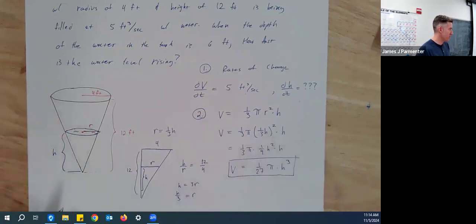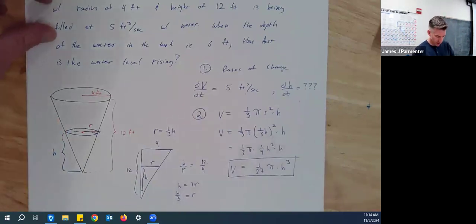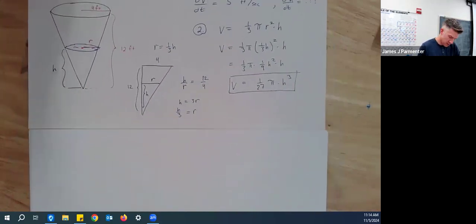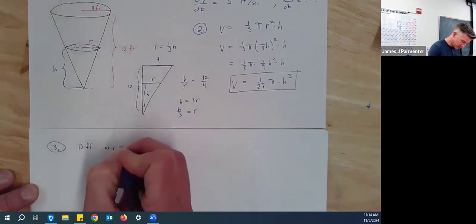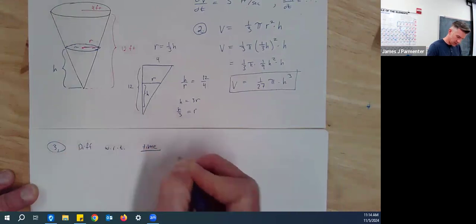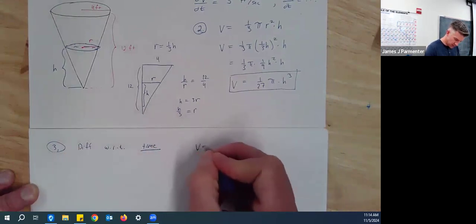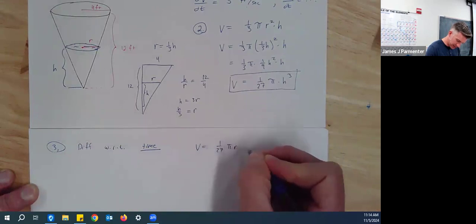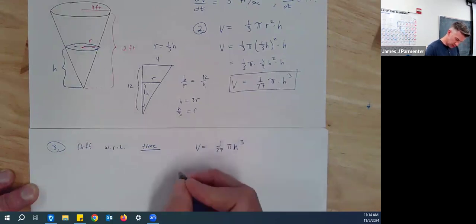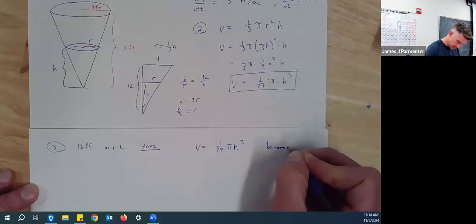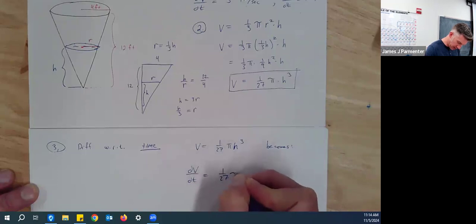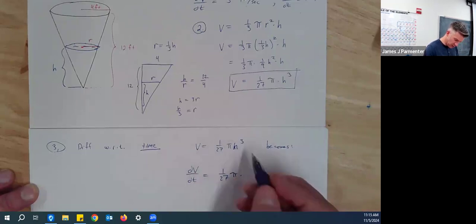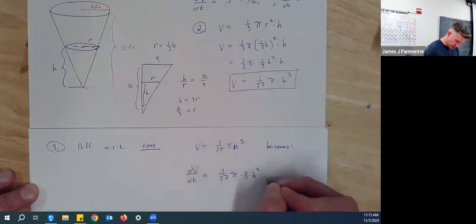Now we're ready to differentiate both sides. Definitely out of room, so I'll use another piece of paper. So differentiating with respect to time, we're going to get that volume equals 1/27 pi times h cubed is going to become dV/dt equal to 1/27 times pi times the derivative of some stuff cubed, which is 3 times our stuff squared times the derivative of our stuff.